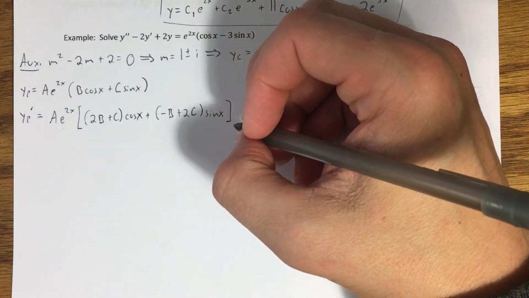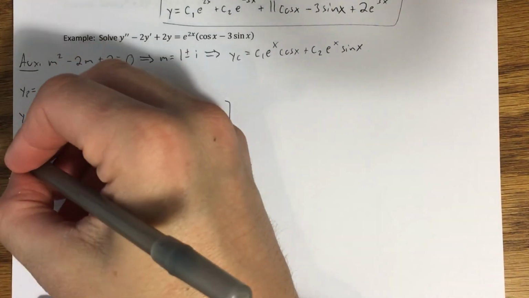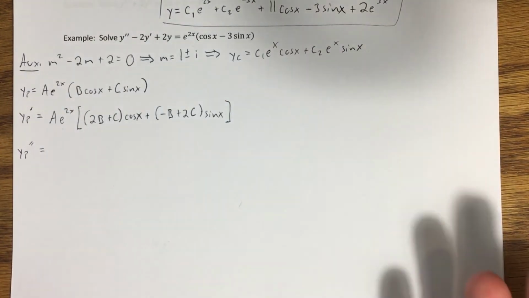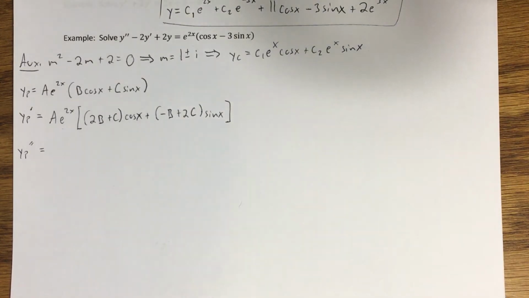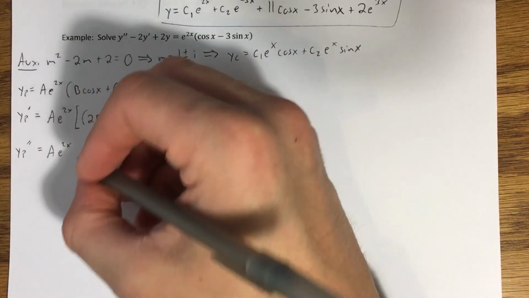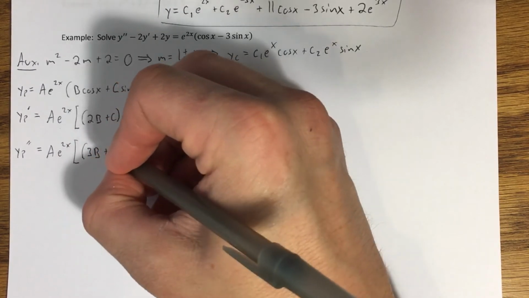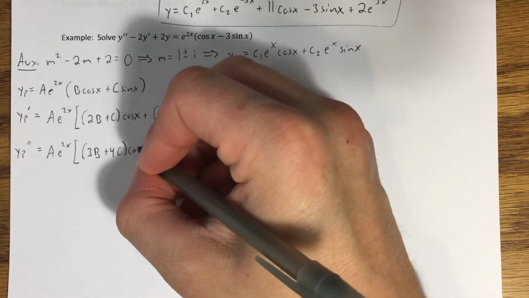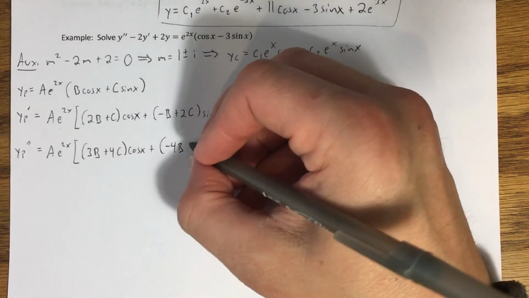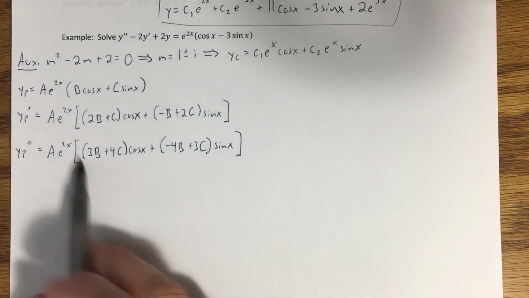Okay, and just double check my notes to make sure I did not write anything down wrong, but that looks correct. Okay, now I need y double prime, or yp double prime. And again, this would require the product rule, and I would have a lot of combining of like terms to do. I am going to jump straight to what that would look like after doing the simplification. So this is going to be 3b plus 4c cosine of x plus negative 4b plus 3c sine of x.